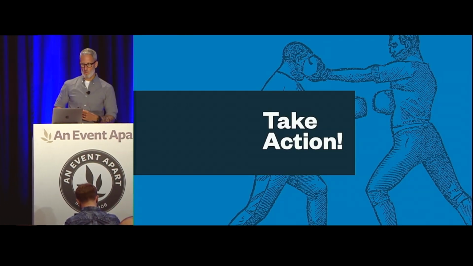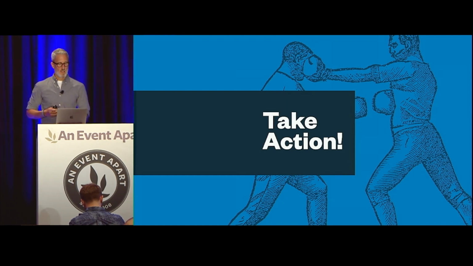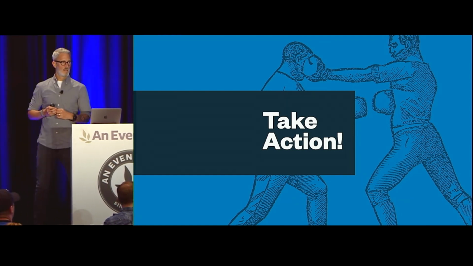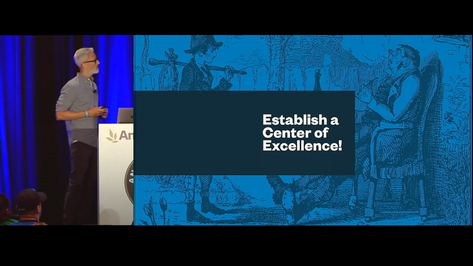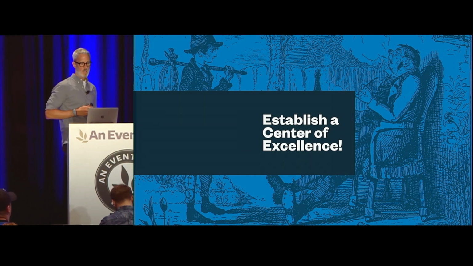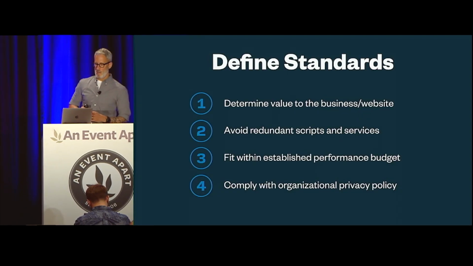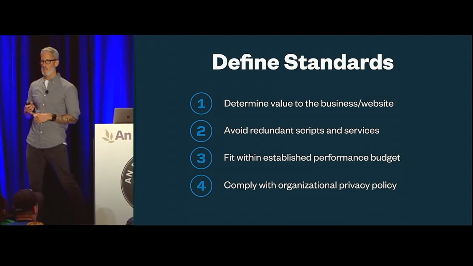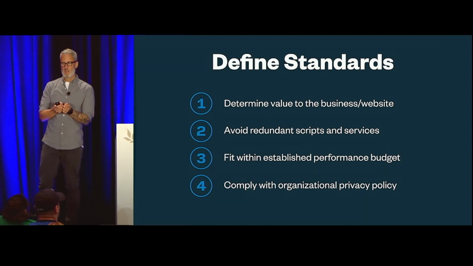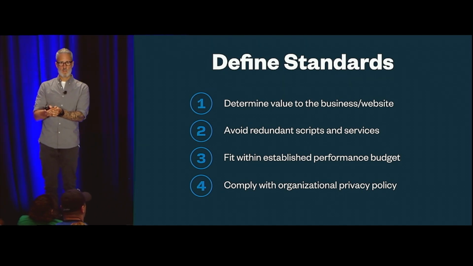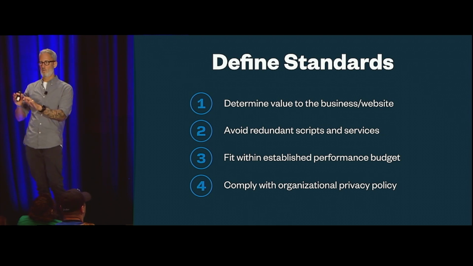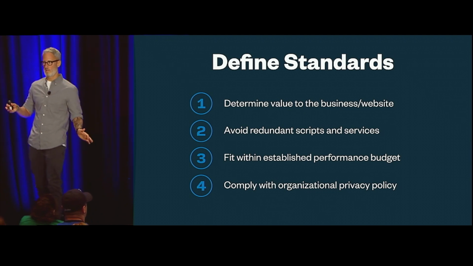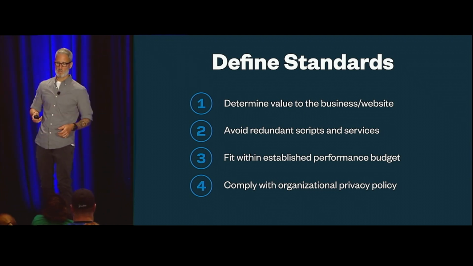Wrapping this up here, what can we do to make Tag Manager usage and third-party script inclusion successful and sensible? First, put standards and people in place to maintain quality while implementing third parties. You can write those standards out. Here are just some examples that I made up. Determine the value to the business and the website. So if I have a new script I want to add for a holiday promotion, I have to say, this is going to help us have more sales, or this is going to impact the business in this way, or we need this functionality for whatever. You need to make a business case or an organizational case for why you or your department or your team wants to add a third-party script.